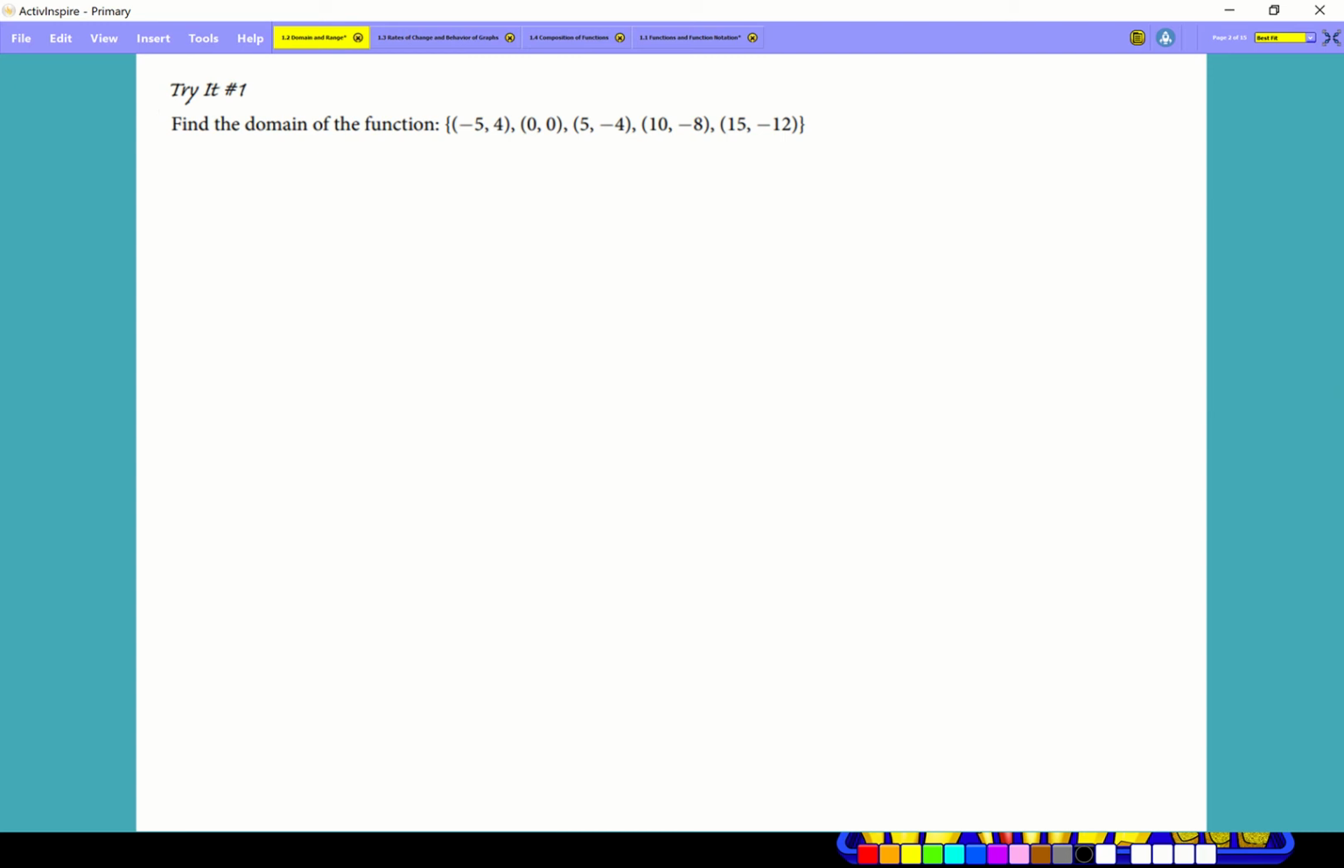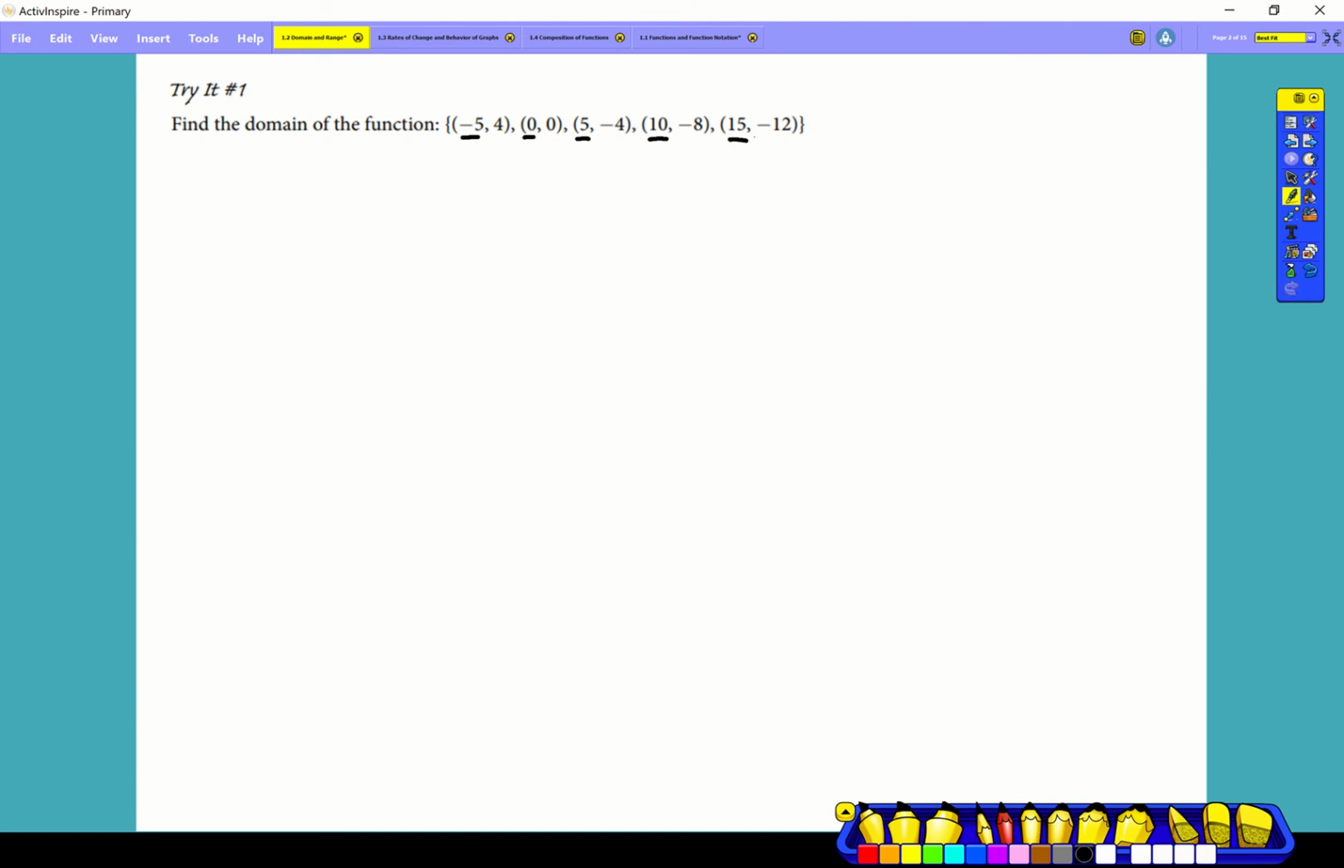So remember, your domain is your input values, your set of x's. Now we have it in a list. So our domain would be the first in every single ordered pair. So we can say the domain is -5, 0, 5, 10, 15. That is your domain, and that's how you would write it if you were given a list.